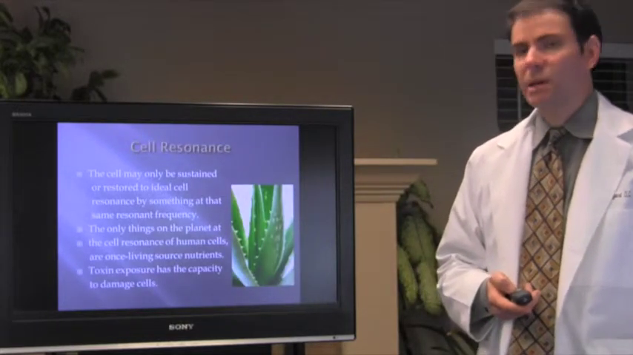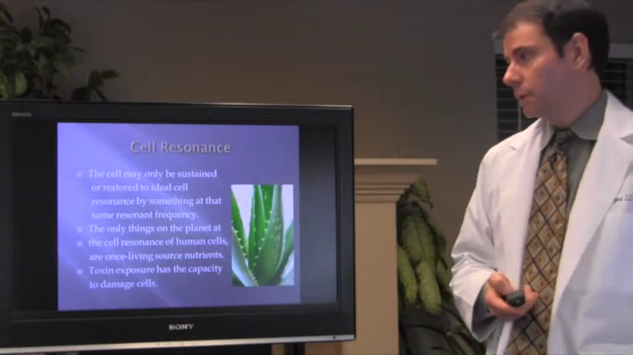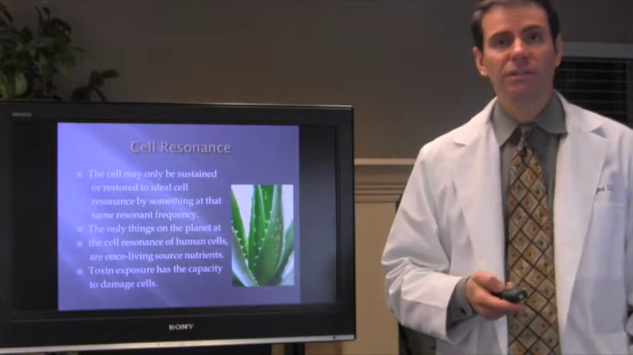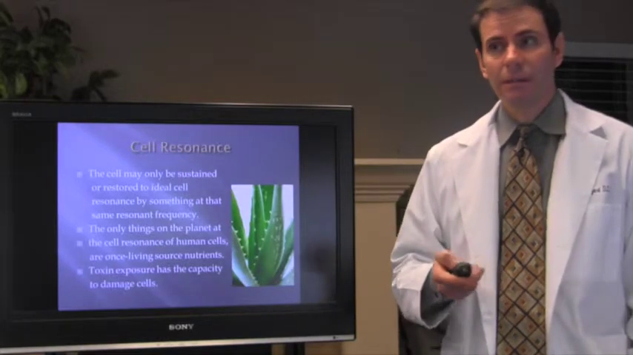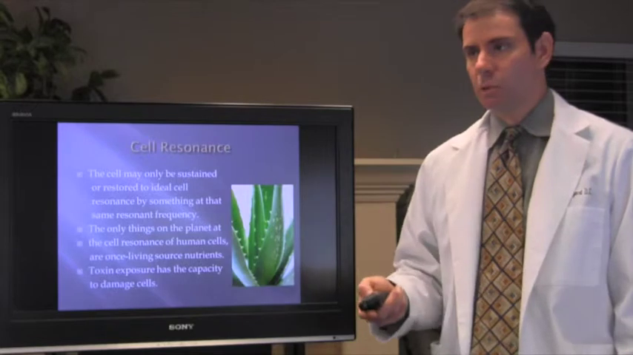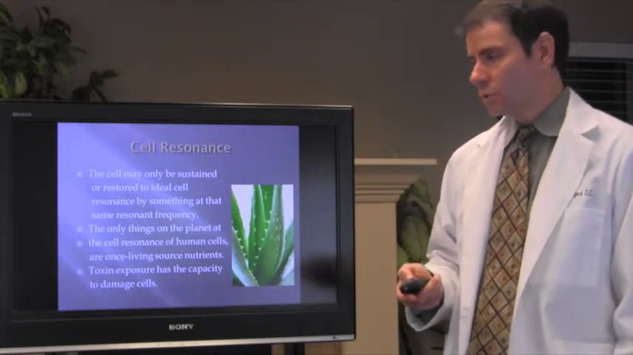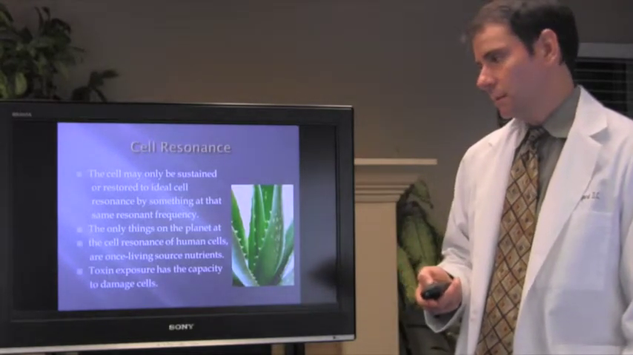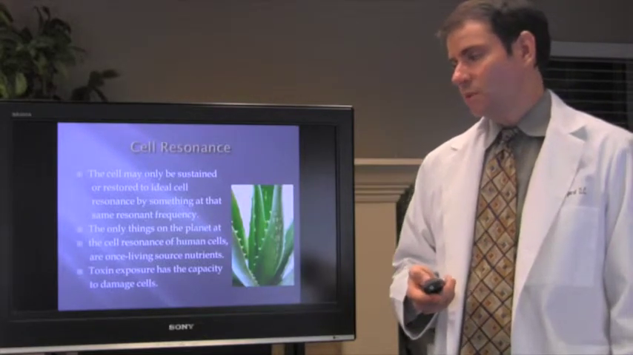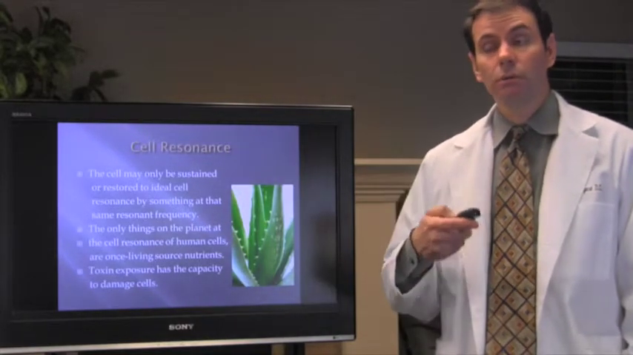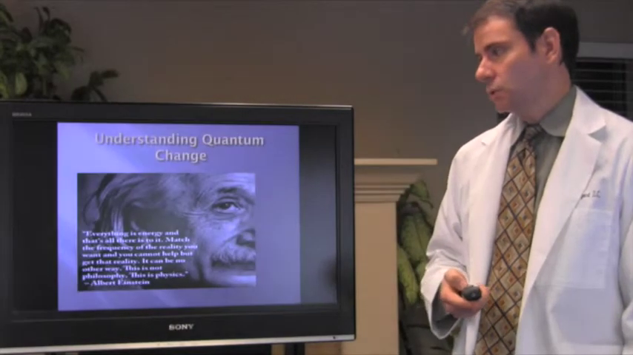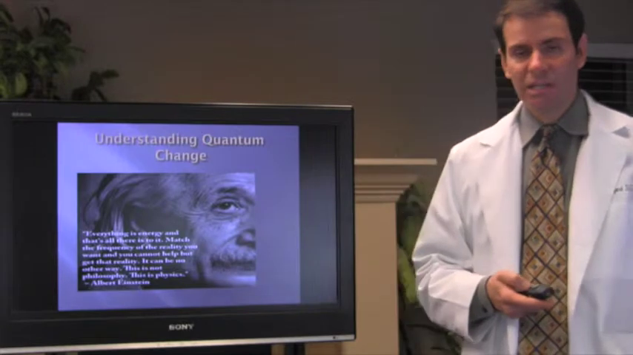Now, cell resonance may be sustained or restored to ideal cell resonance by something that has the same resonant frequency. The only thing that matches the resonant frequency of the human body is something that was once alive, which is mostly ideally in plants. If you ingest toxins through any type of exposure, it has the ability to weaken your bioenergy field and to cause cellular damage. Albert Einstein, here's what he said about energy.